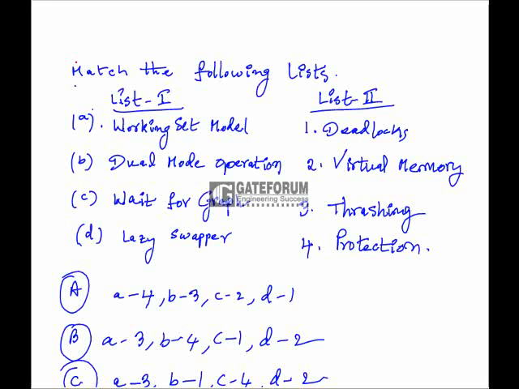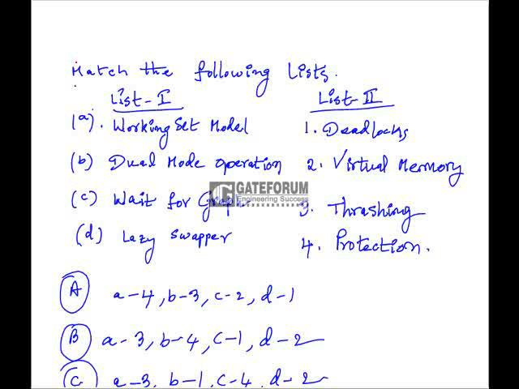Match the following list. Here we are having two lists, list 1 and list 2. List 1 contains A working set model, B dual mode operation, C wait for graph, D lazy swapper. In list 2 we have 1 deadlock, 2 virtual memory, 3 thrashing and 4 protection.